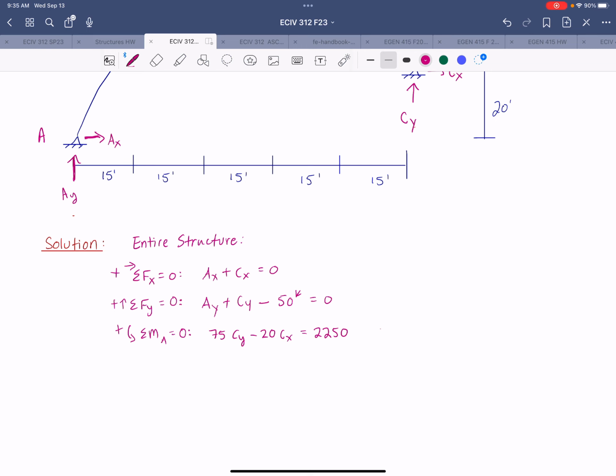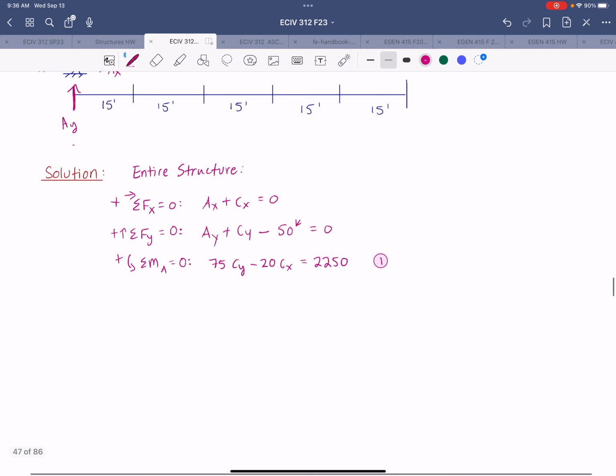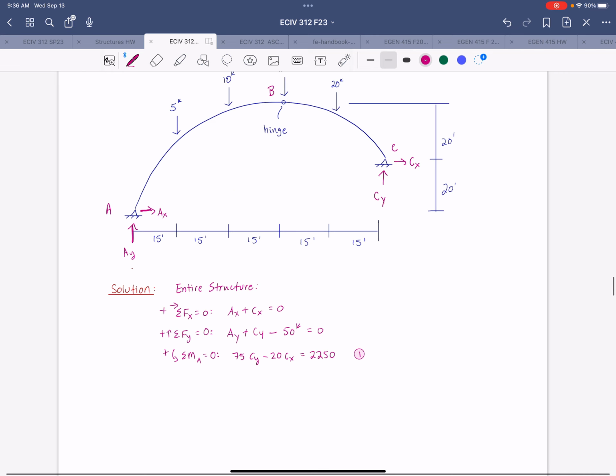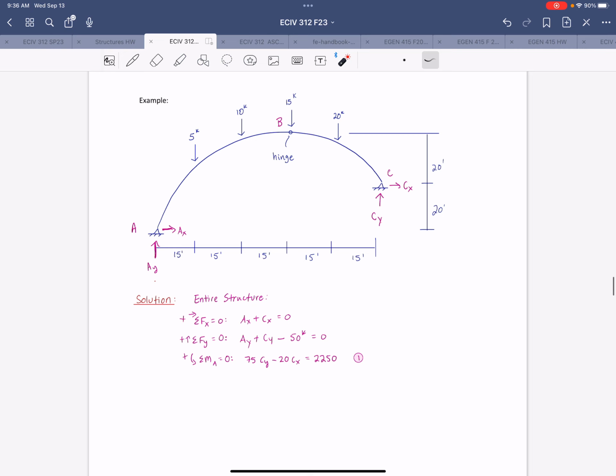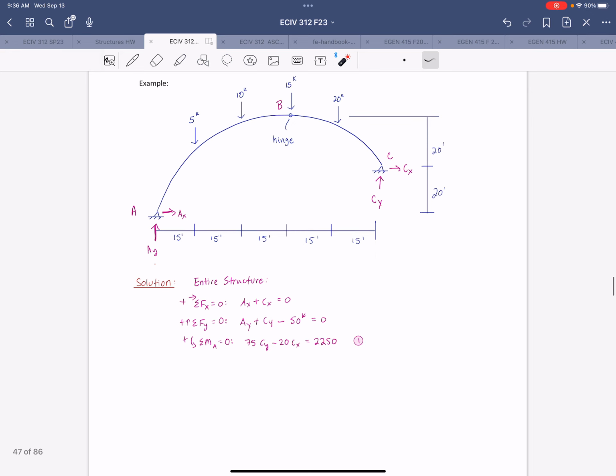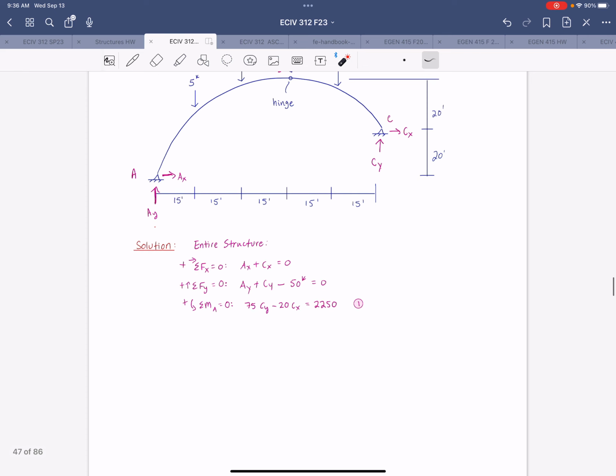So I'm going to call that equation 1. All right, so we're going to use that when we break the structure apart at the hinge, which is going to be the next step. So remember, the benefit of having an internal hinge in your analysis is that you can break the structure there and you know for a fact that the internal moment at that location is equal to 0, right? So that eliminates a standard unknown for us, and we can use that to our advantage.